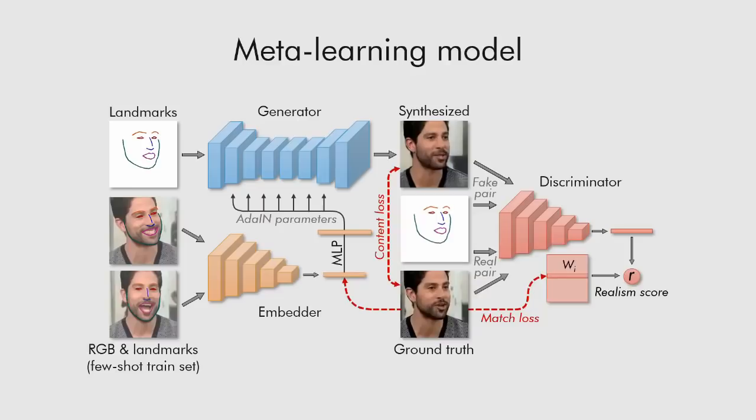Better identity preservation is achieved via having a trainable embedding vector inside the discriminator for each training video. For more details, please refer to the paper.